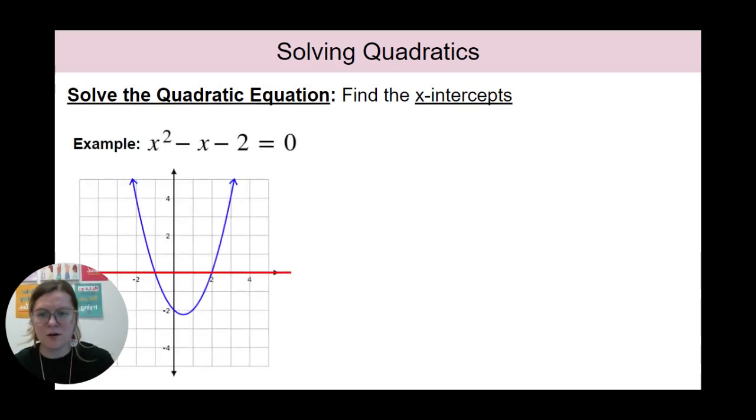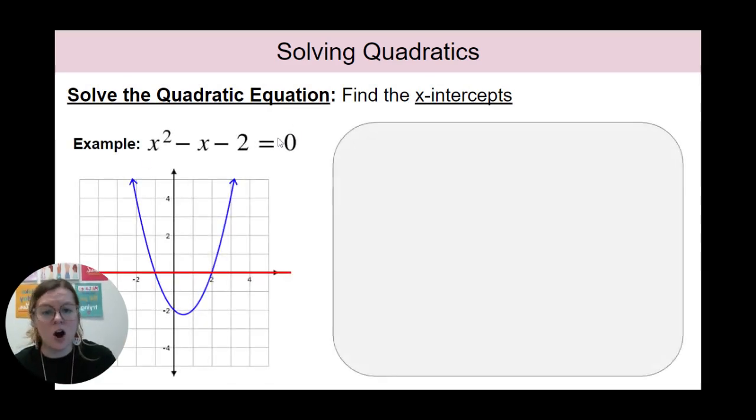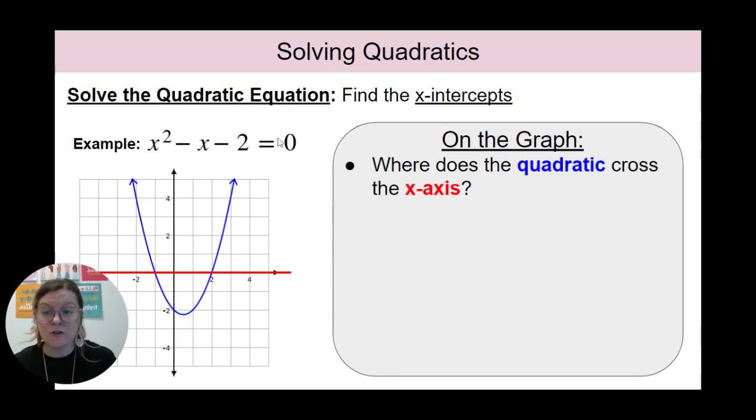So here's an example of a quadratic equation. On a graph, what are we looking for? We are looking for, hey, where does the blue parabola cross the x-axis, right? We're looking for our x-intercepts here and here.